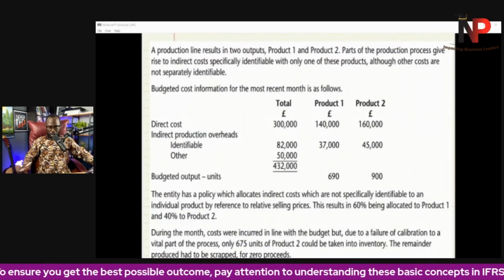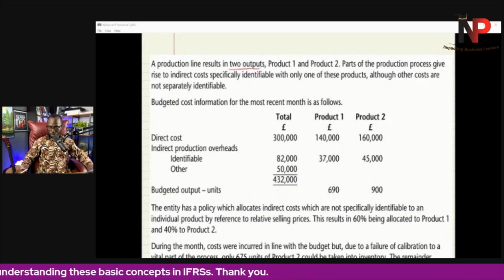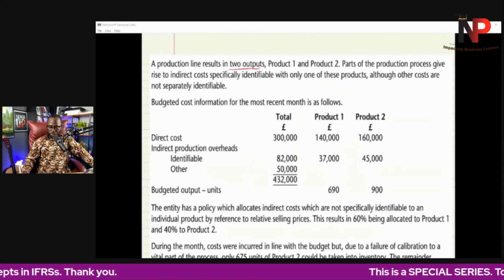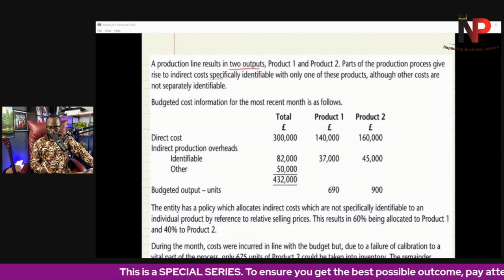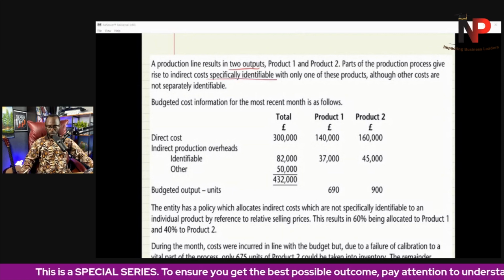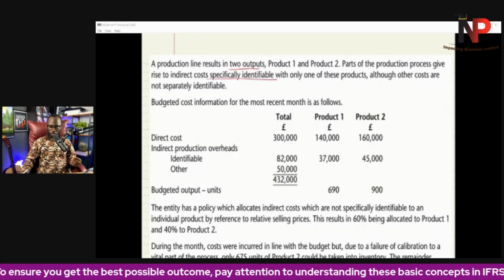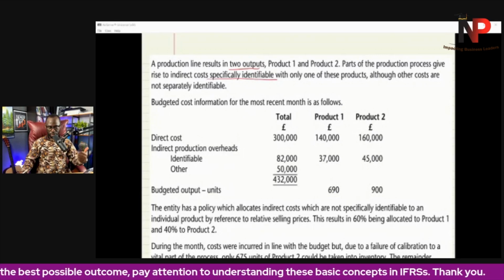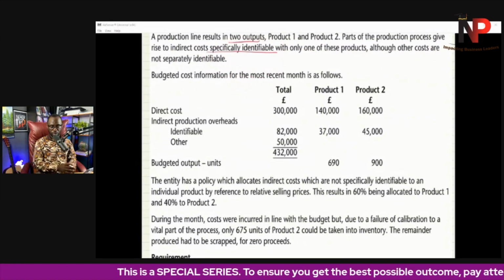So let's see. A production line results in 2 outputs, product 1 and product 2. Parts of the production process give rise to indirect cost specifically identifiable with only one of these products, although other costs are not separately identifiable. So we see product 1, we see product 2.